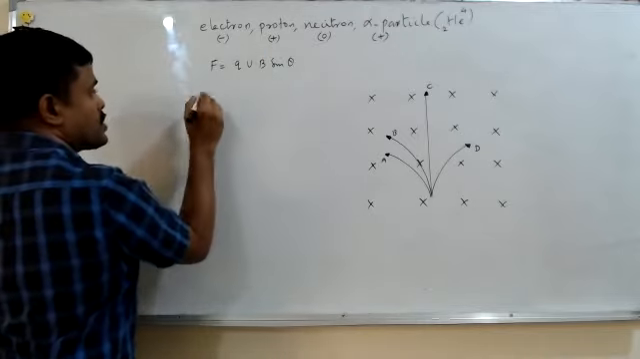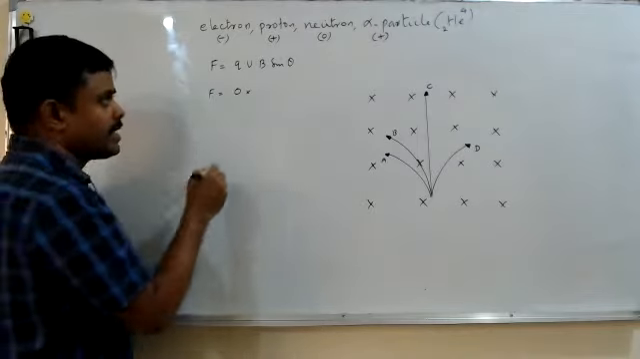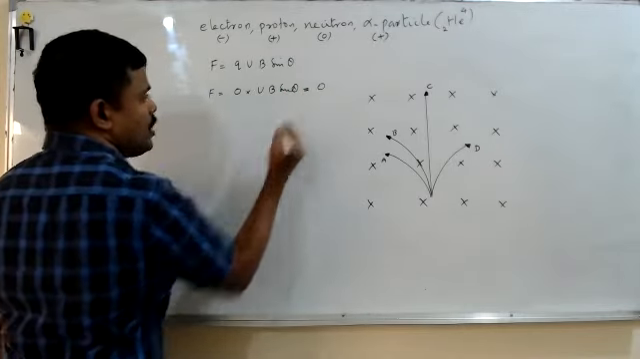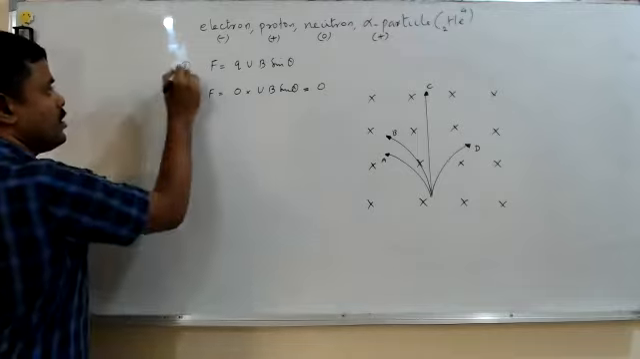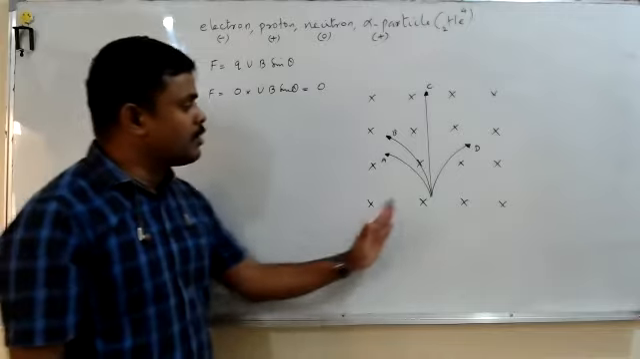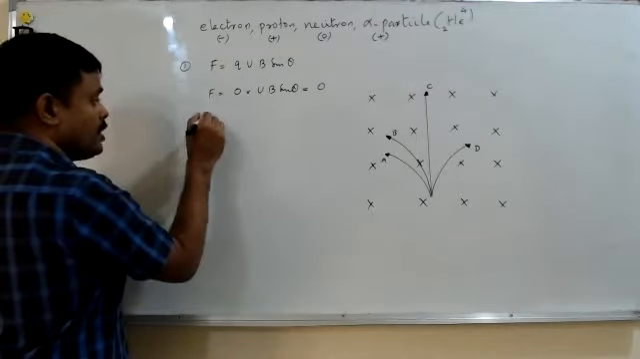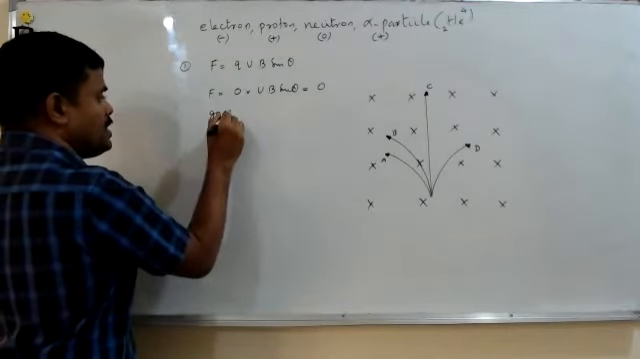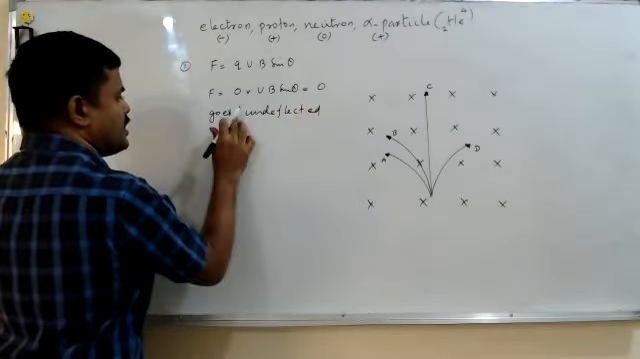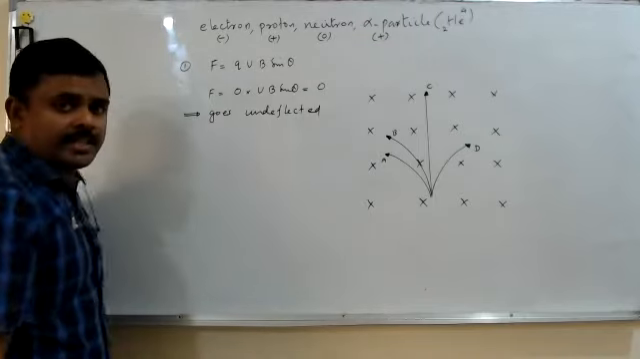I'm checking neutron first. So F is equal to, for neutron, charge is 0, right? Neutron is a neutral particle. 0 into VB sine theta, that makes it 0. So Lorentz force is 0 for neutral particles. If force is 0, the particle goes undeflected. Force is 0 means the particle goes undeviated. So particle goes undeflected in such a case.